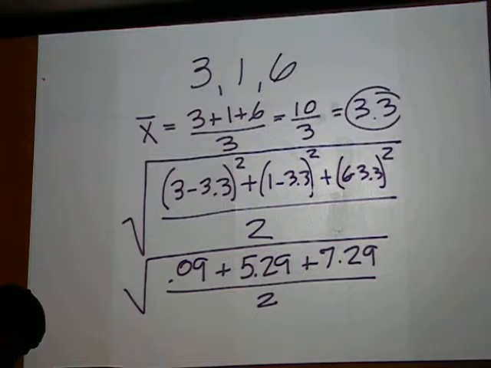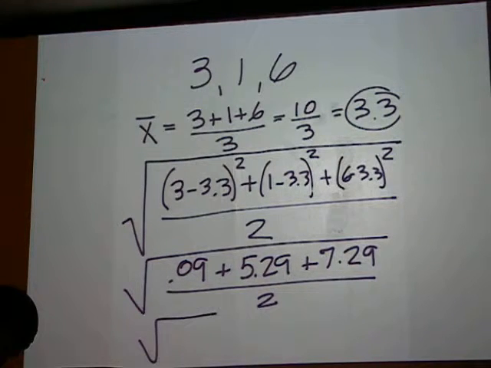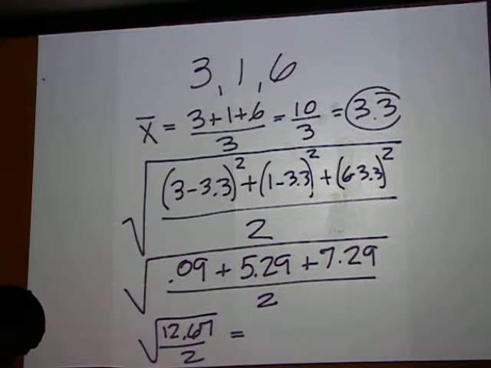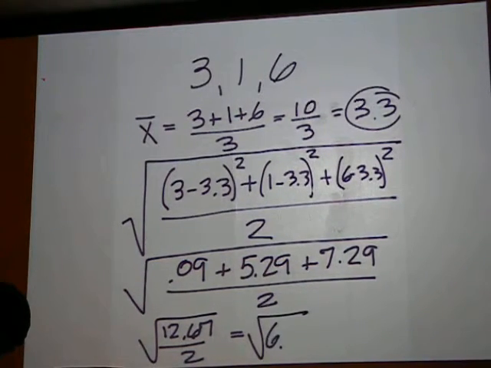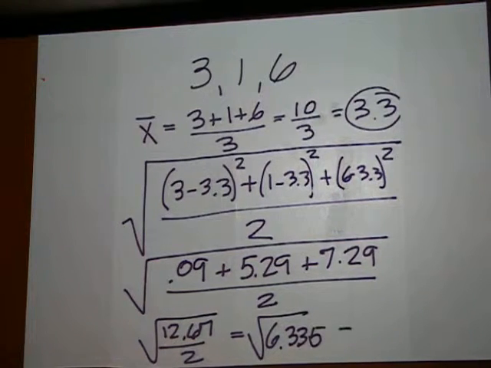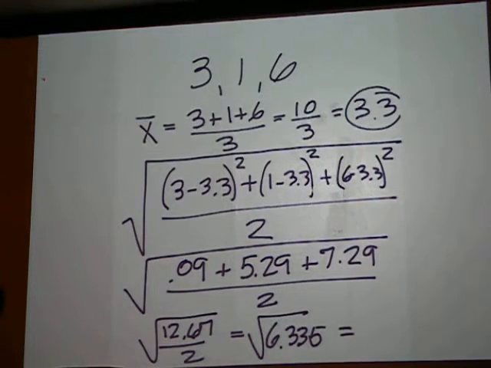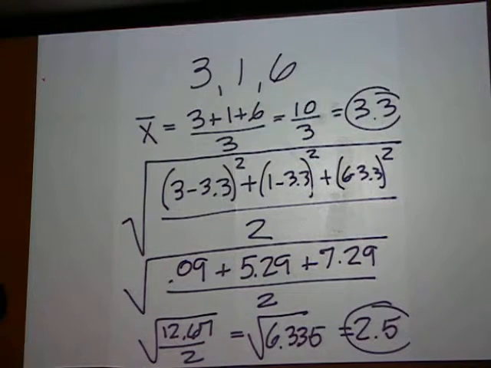So 0.09 plus 5.29 plus 7.29 should be 12.67, and divide that by 2 to get 6.335, and the square root is 2.5. Are we all in agreement on the standard deviation? Yes. 2.5.